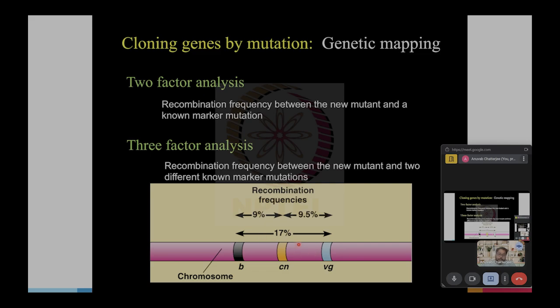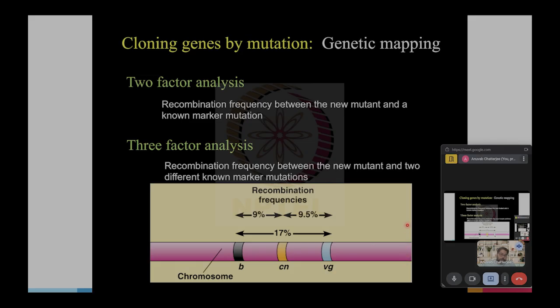It could also be that CN was present all over here. In that case, you will see that for vestigial and CN, the recombination frequency is say 5%, for black and CN the recombination frequency is 15%, and you know that black and vestigial has a recombination frequency of 17%. That just shows that it is close to vestigial but away from black and not present in between the two of them. So you know that it is somewhere towards the right of vestigial.